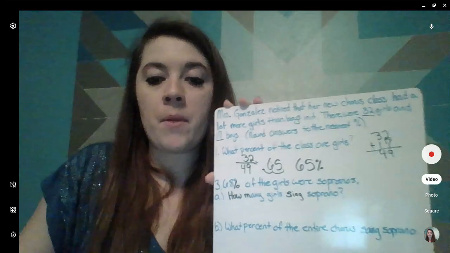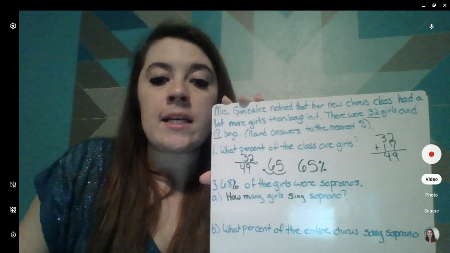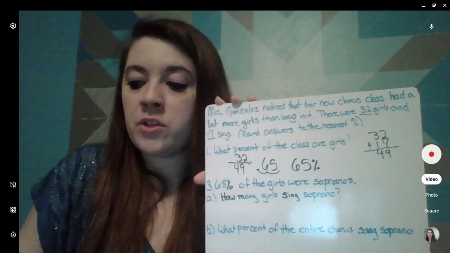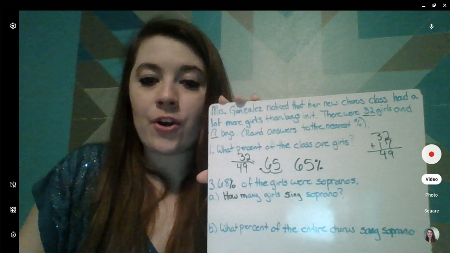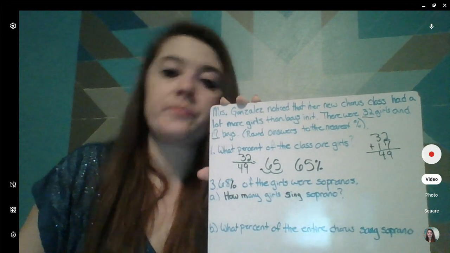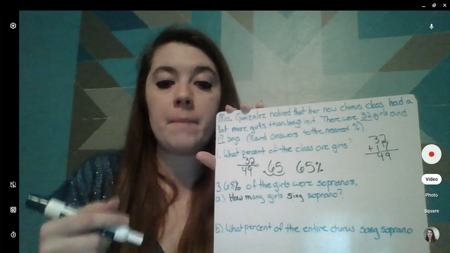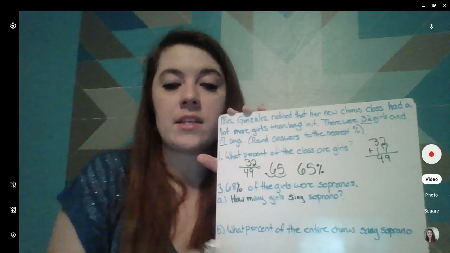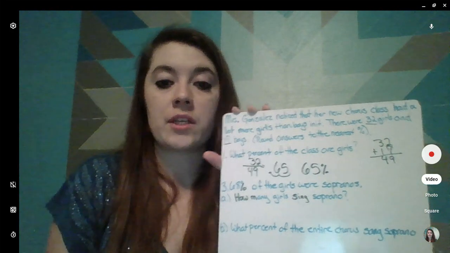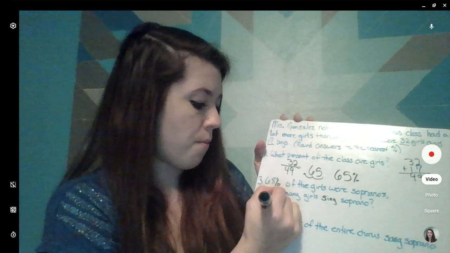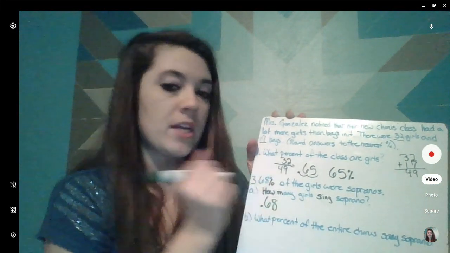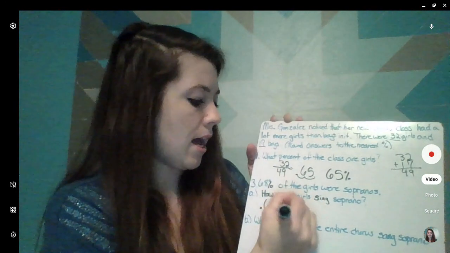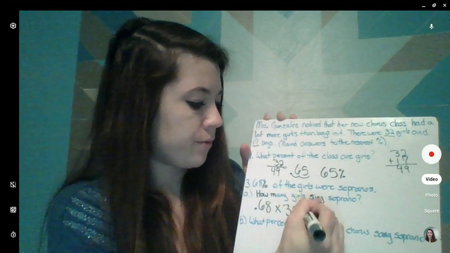Now, for number 3, it's telling us that 68% of the girls were sopranos. So, how many girls sing soprano? So now we're looking for the specific number. So we know the percentage of the girls that sing soprano. We want to know how many that actually is. So we're going to take 0.68. So we moved the decimal back and gave us an actual decimal instead of the percentage, times our 32.